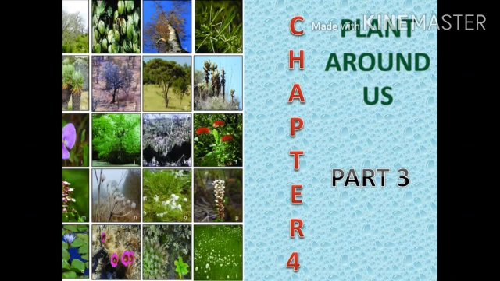In the previous lecture, I explained the four habitats of terrestrial plants. They are hills, plains, marshy area, and hot and wet regions. Today, let's continue with the last terrestrial habitat, that is desert.